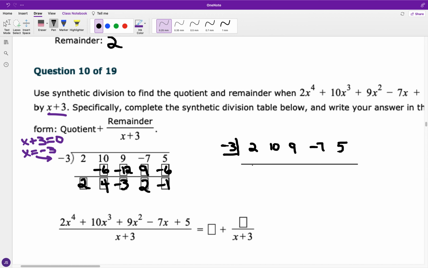Again, just with the numbers. Okay, so I got 2, negative 6, 10, and negative 6 is 4. Negative 3 times 4 is negative 12. 9 plus negative 12 is negative 3. Again, negative 3 times negative 3 is 9. Adding to negative 7, so we have 2. Negative 3 times 2, again, is negative 6. 5 plus negative 6 is negative 1.